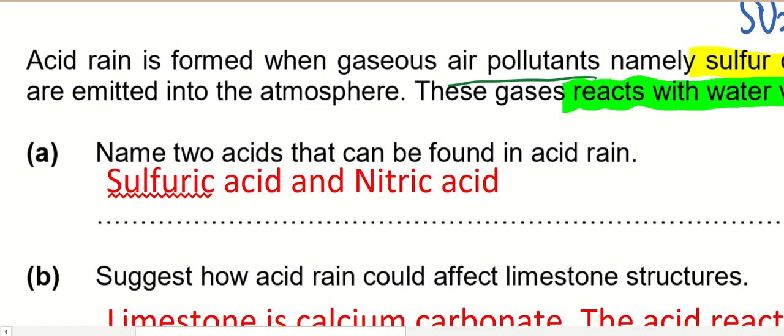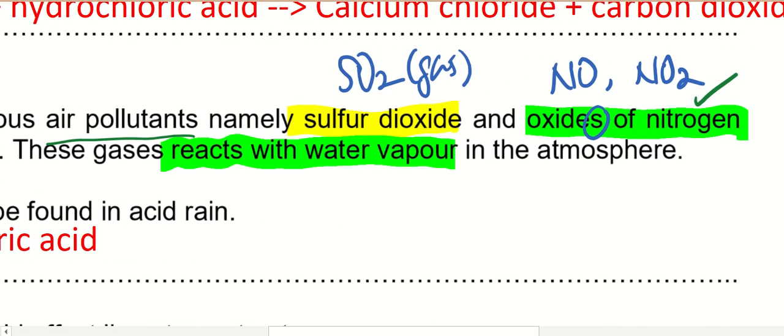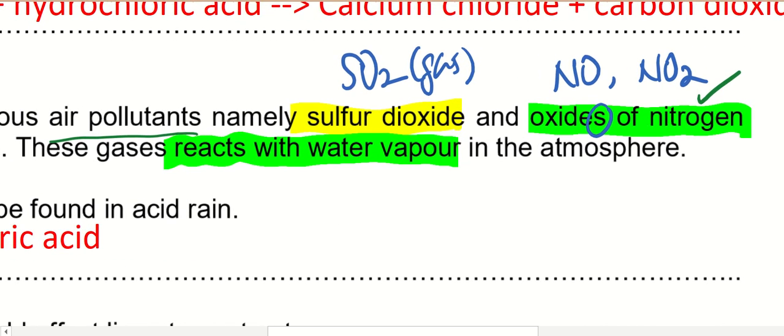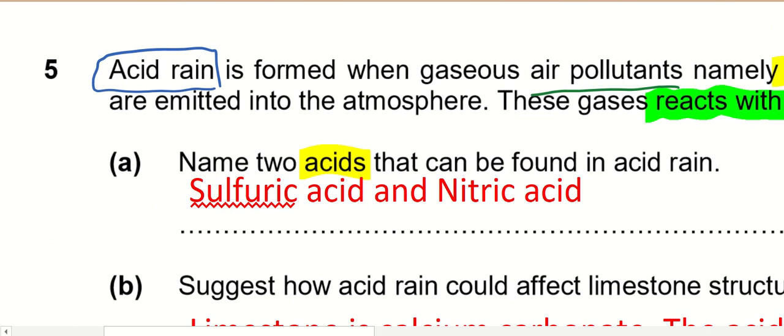The first question says, name two acids that can be found in acid rain. Oh, hang on, where do these acids even come from? Suddenly there's a mention about acids. Well, if you read the question again from the start, acid rain is formed when these two oxides react with water vapor in the air. So this is how you get the acid. All right, so name the two acids.